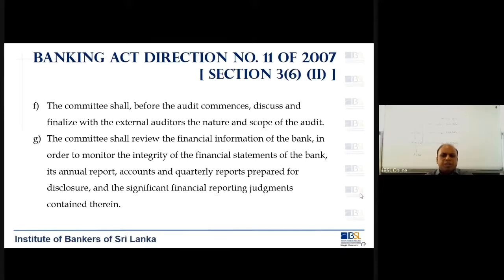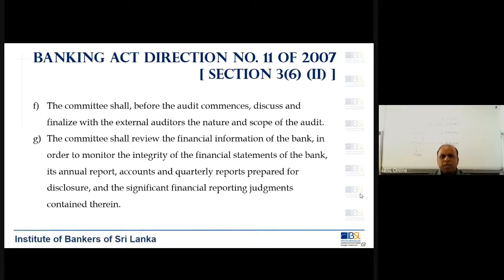There has to be a specific reference to section G, because they say the committee shall review the financial information of the bank in order to monitor the integrity of the financial statements of the bank, its annual report, accounts, and so on. So what they say is, when you are a bank and preparing financial statements, your financial statements have to be first presented to the audit committee. The board audit committee will go through your financial statements, and then they will give you a confirmation that it is in order.